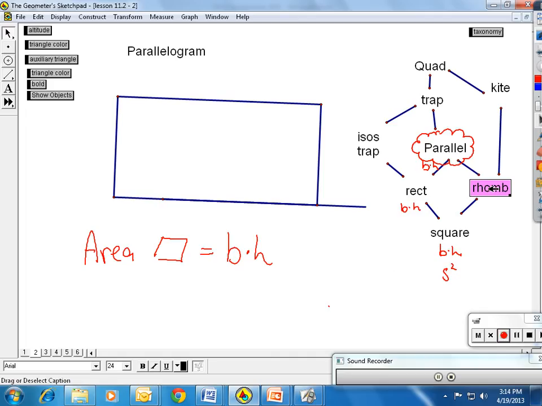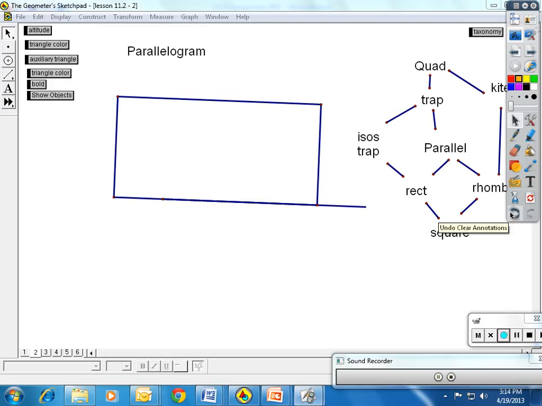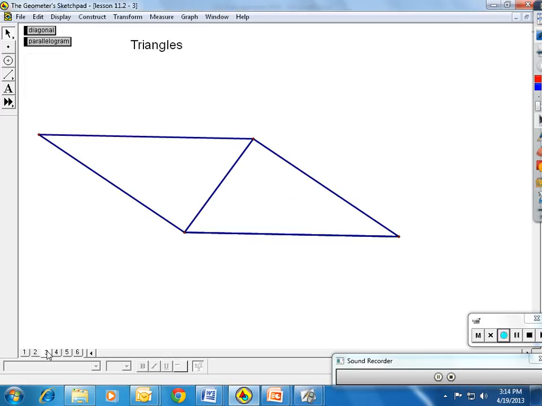Because a rhombus is a parallelogram. All right, enough of that. Let's take a look now at triangles. We're going to follow a similar concept with a triangle there. Kind of gave that away a little bit.